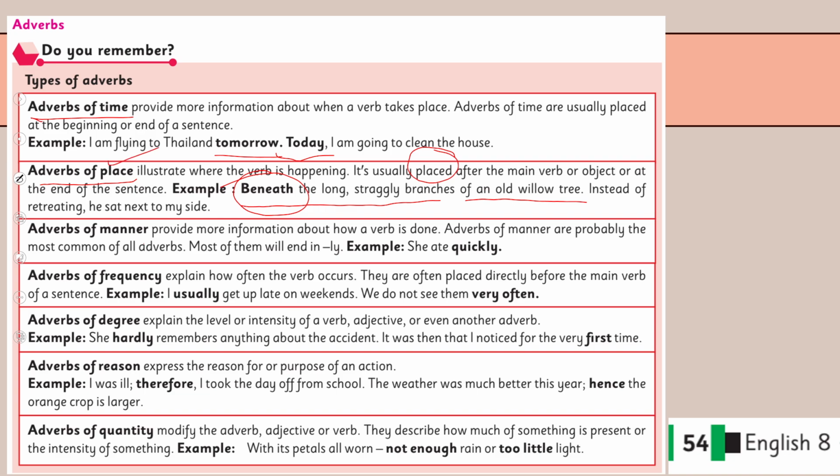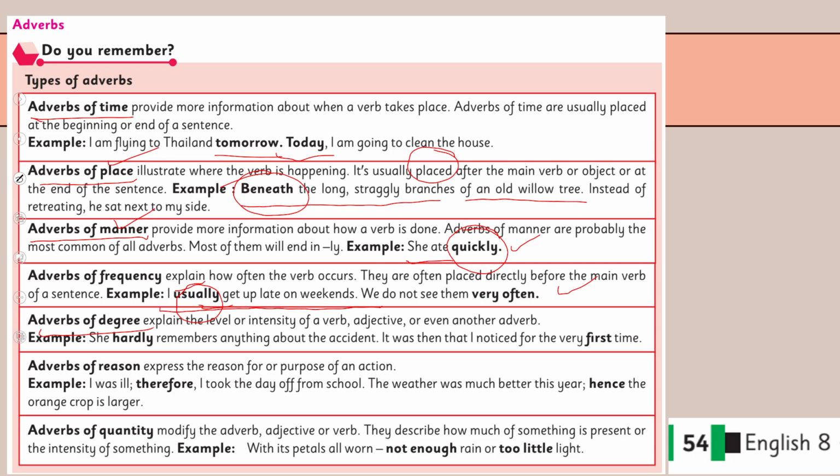For adverbs of manner, we answer the question, how is something happening? She ate. How did she eat? Quickly. So this is also an adverb, but this is telling us manner. So we call it adverbs of manner. Now, adverbs of frequency tell us how frequently something happens. So I usually get up late on weekends. Now, usually means on a regular basis. So this is also our adverb, and it's also ending in ly, and this is adverb of frequency.